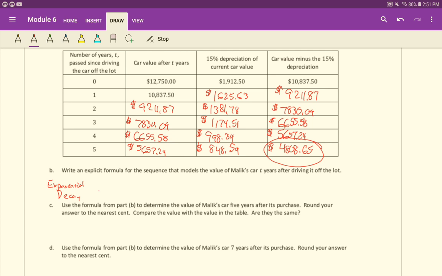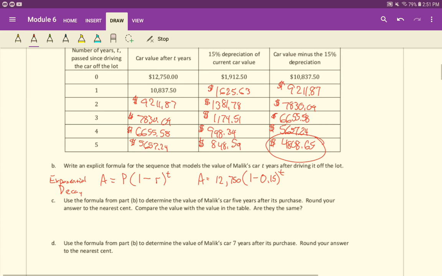Okay, where we have, again, final amount, A, is equal to principal, the starting amount, times 1 minus R to the T. Where, again, R is the percent depreciation as a decimal, and T is the time in years. So in this case, our starting amount was $12,750. Our R is a 15% depreciation, so minus 0.15 as a decimal. And then T is the time in years. Okay, so there's our equation.